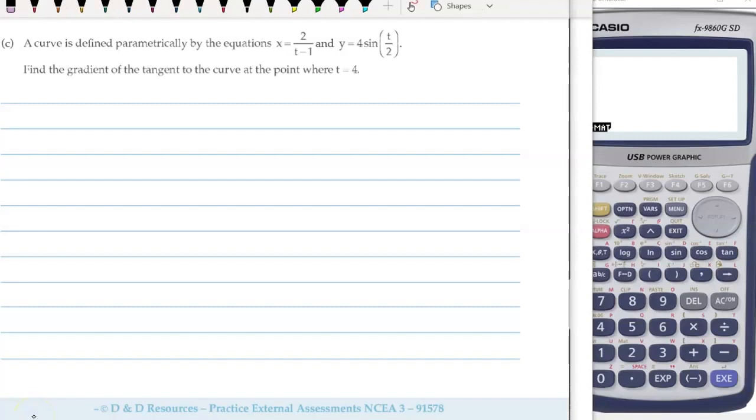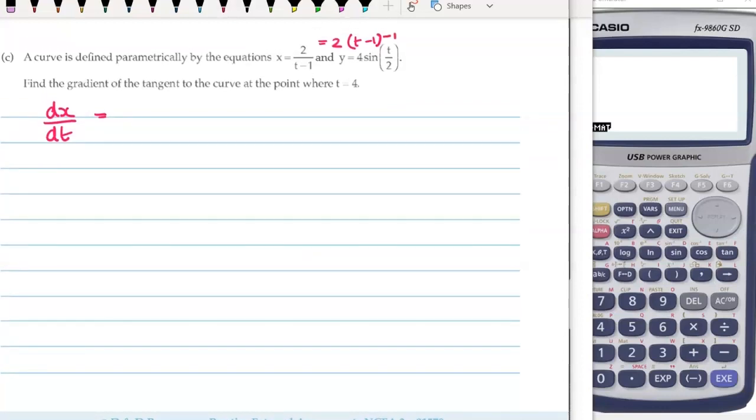So we're doing parametric equations for part C. So we need to differentiate dx with respect to t. Well, x is equal to 2 times t minus 1 to the minus 1. So I'm just trying to fit that in up there. So if we were to differentiate that, it's a chain rule. So it's minus 2 t minus 1 to the minus 2 times by the derivative of the inside, which is 1. And then dy by dt.